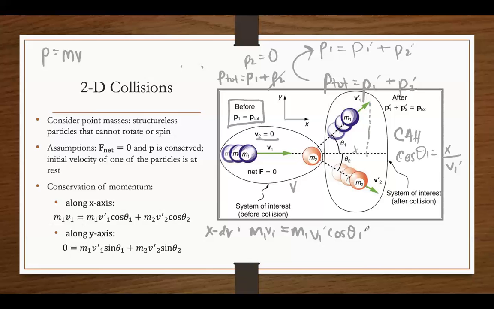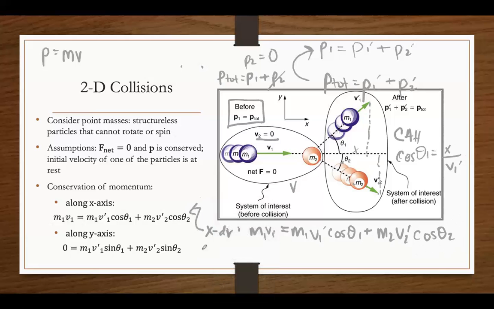Now we'll need to do the same thing with our V2 here. Our P2 prime is going to be M2 V2 prime. We make a little triangle here. It's again going to be adjacent over hypotenuse, so again it's going to be cosine theta 2. That's in our x direction. This is how they derived it.